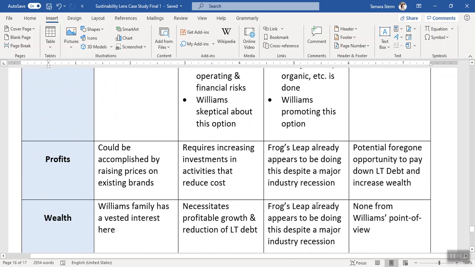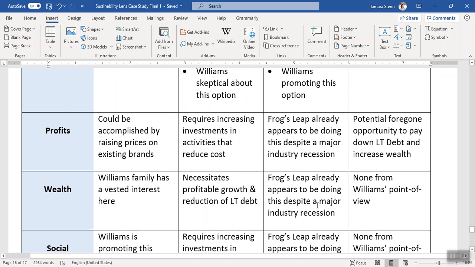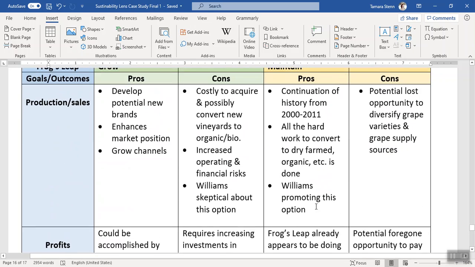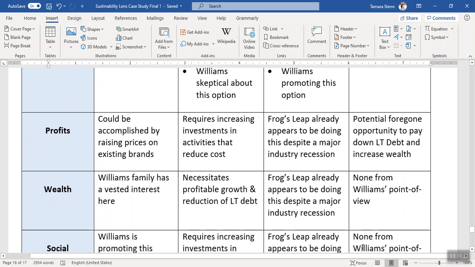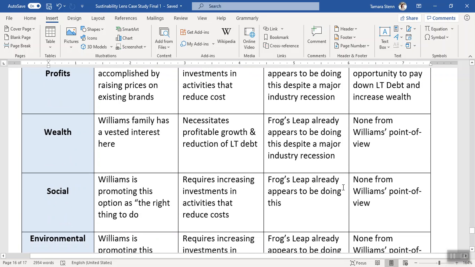Looking at things that you want to maintain in the area of wealth, Frog's Leap already appears to be doing this, right? Despite a major industry recession, they're still maintaining a level of wealth. But the downside is, from Williams' point of view, no. He doesn't think that they're doing enough. He wants to have more maintenance done on this business. He doesn't feel like the wealth is at a stable place. He doesn't feel like they're wealthy.